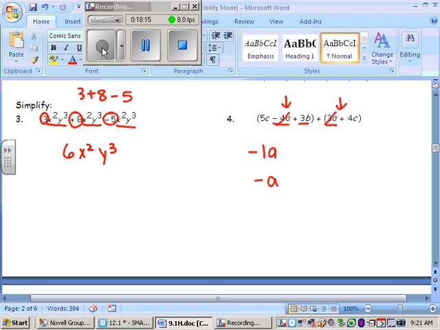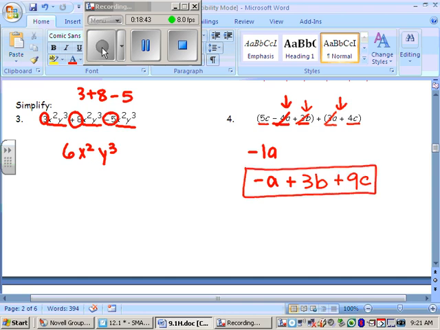We would then move to the terms that have the b. The 3b is the only term that has a b, so that will simply drop down into our answer. We will then move to the terms that have c's, so 5c and 4c, and add their coefficients, which would be 9c. So this would be our final answer in standard form. Let's take a look at some additional examples.